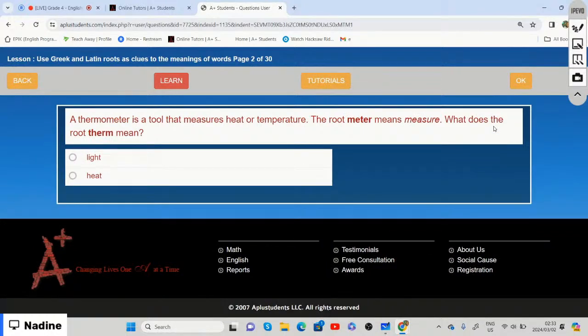A thermometer is a tool that measures heat or temperature. The root meter means measure. What does the root therm mean? Does it mean light or does it mean heat? All right, so thermometer is a tool that measures heat or temperature, and the root meter means measure. What does the root therm mean?